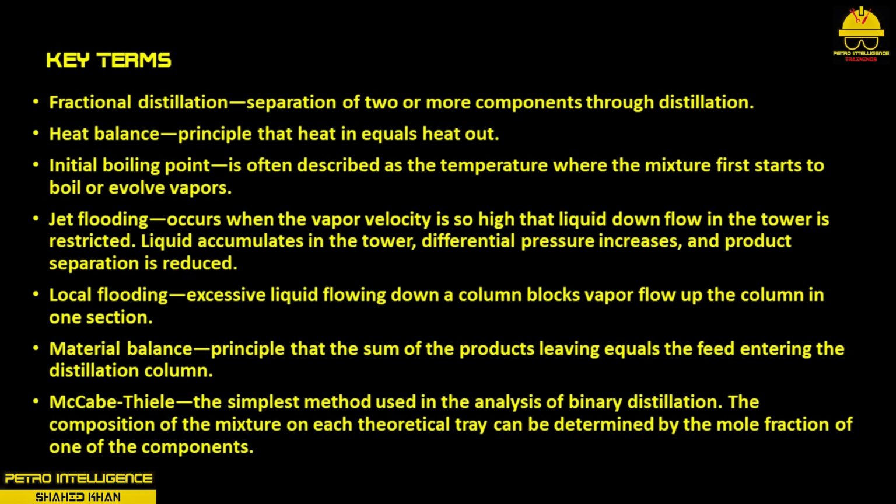Heat balance is the principle that heat in equals heat out. Initial boiling point is often described as the temperature where the mixture first starts to boil or evolve vapors. Jet flooding occurs when the vapor velocity is so high that liquid downflow in the tower is restricted. Liquid accumulates in the tower, differential pressure increases, and product separation is reduced. Local flooding is excessive liquid flowing down a column blocks vapor flow up the column in one section. Material balance is a principle that the sum of the products leaving equals the feed entering the distillation column.